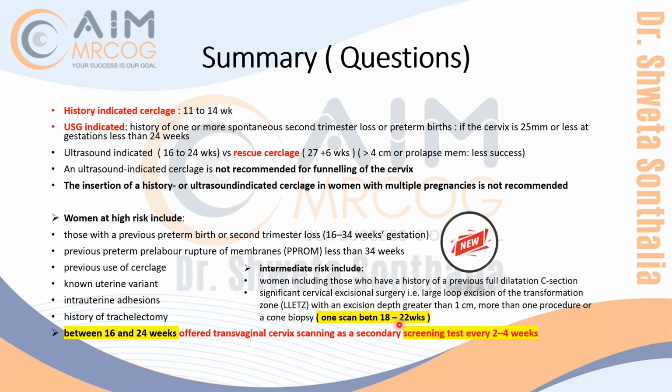So please don't make a mistake, because they can always make an SBA from here. They can always make EMQs from these two scenarios, intermediate risk and high risk, and how you will follow. And this full dilatation caesarean section is really a new thing in preterm. And for LEEP also, they have now given 3 categories: greater than 1 cm, more than 1 procedure, and cone biopsy. So remember each word here, because this is a potential question in the exam.